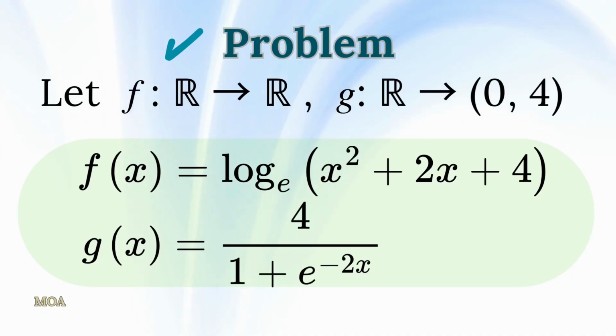Let f from R to R and g from R to the open interval 0 to 4 be two functions defined as follows. F of x equals log base e of the quantity x squared plus 2x plus 4, and the function g of x is equal to 4 divided by 1 plus e to the power minus 2x.